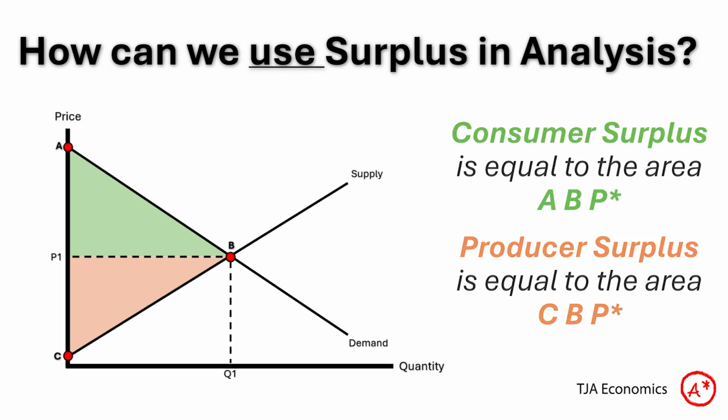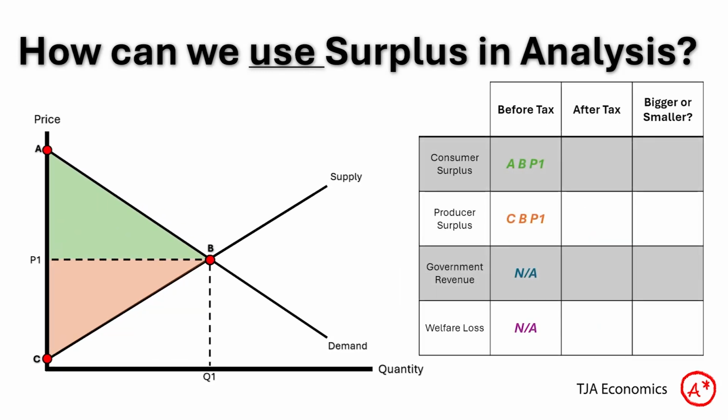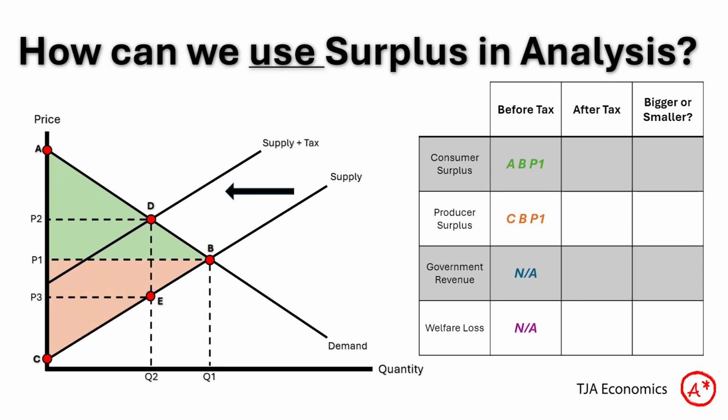What would that do? Well, we would see that the supply curve shifts inwards. And we can see that the price the consumer pays goes up to P2, whereas the price the producer receives drops to P3. And this will impact on surplus. As you can see in the table on the right, we've got consumer surplus and producer surplus before the tax. And before the tax, obviously, the government gets no revenue because they're not levying a tax. And there is no welfare loss because we're at equilibrium.